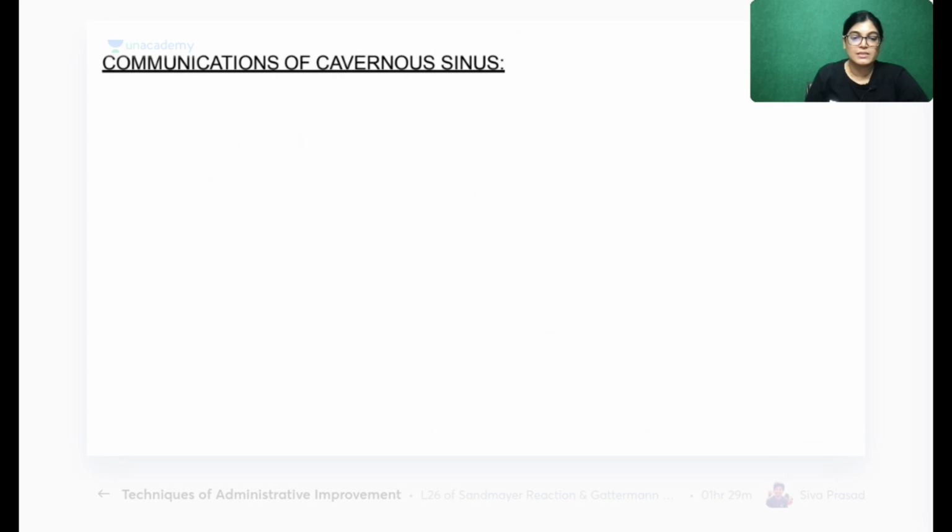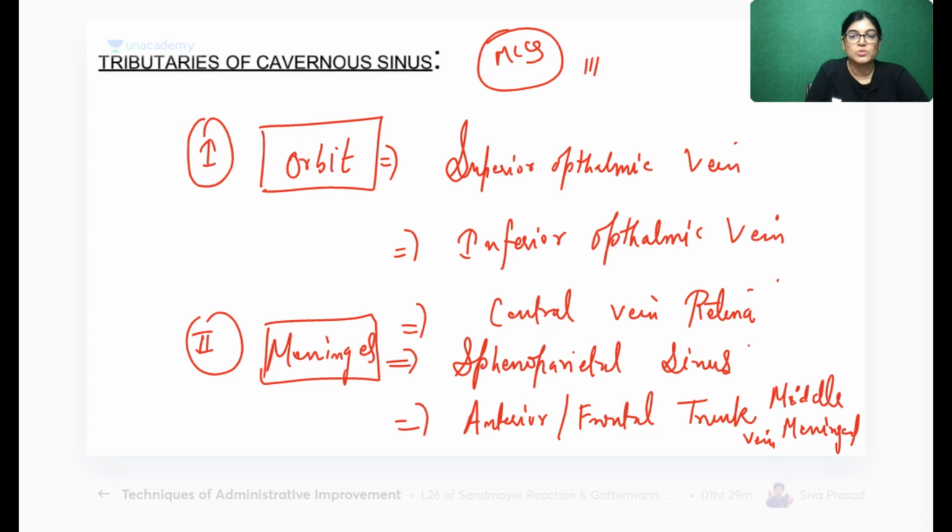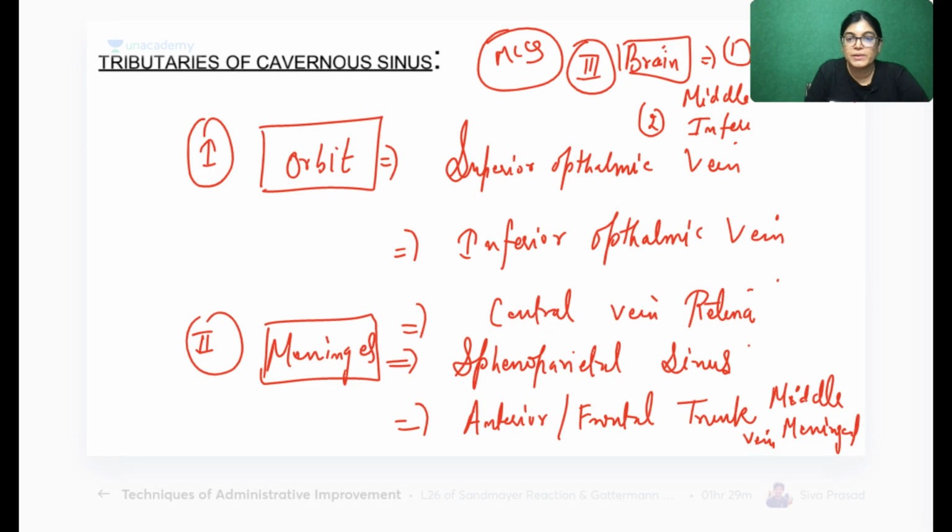The third source of tributary is the brain. Can you tell me the name of the vein from the brain? The name of the vein is superficial middle cerebral vein. Then is the inferior cerebral vein.